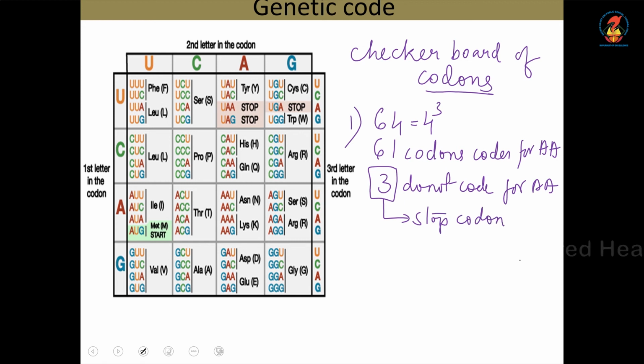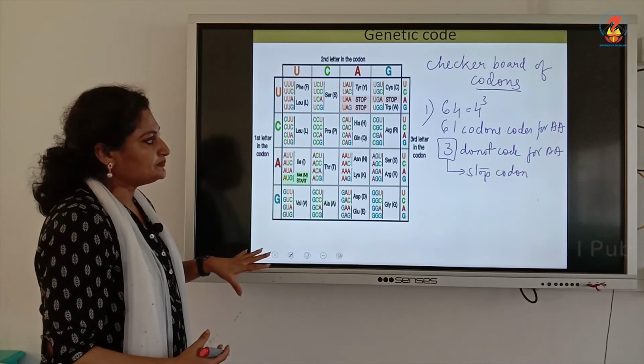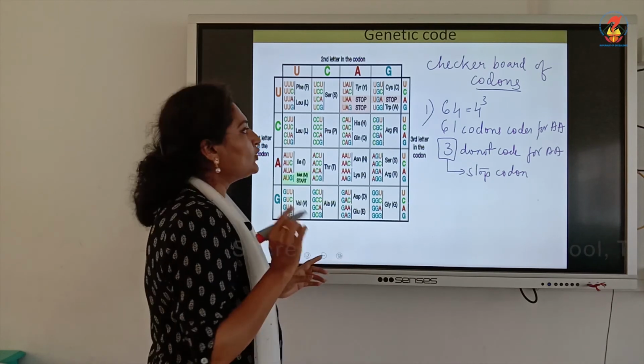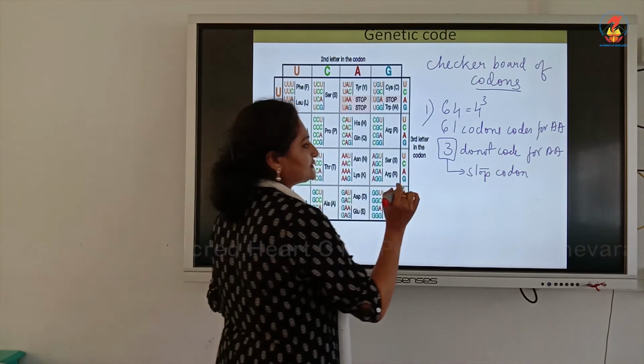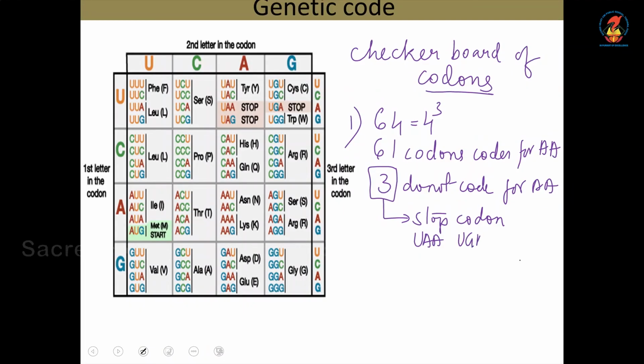So you have 64 codons arranged clearly. Of these 64 codons, 61 code for amino acids, only 3 do not code for amino acids. Those 3 are UAA, you have to learn by heart, UGA and UAG. Let's figure it out in this. See, UAA, UAG and UGA. So we got the first feature.